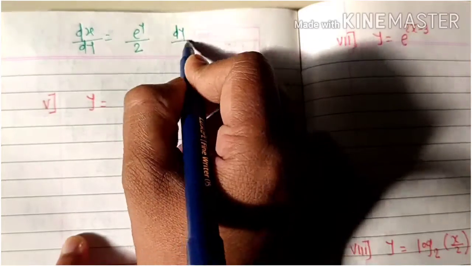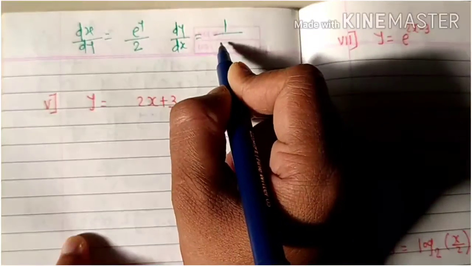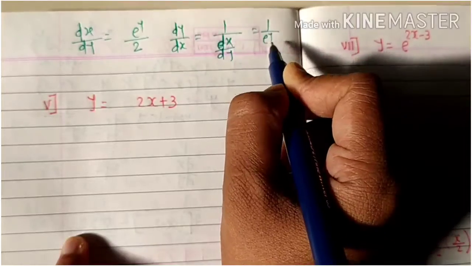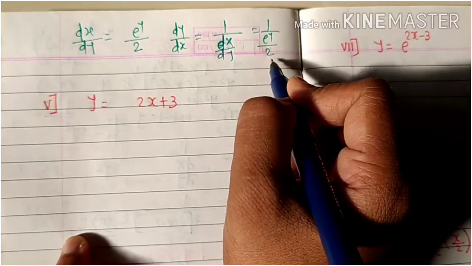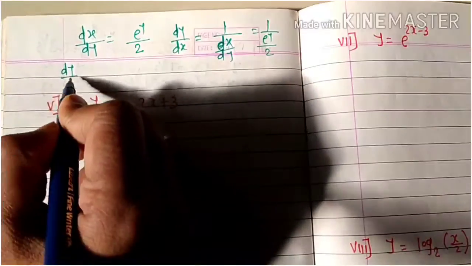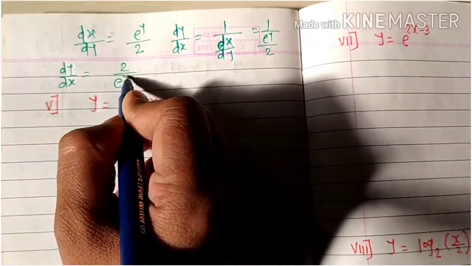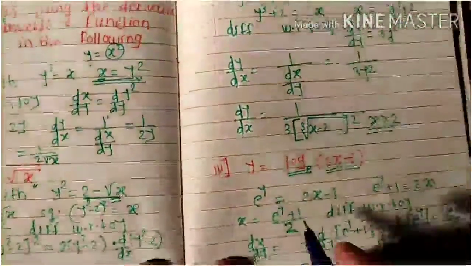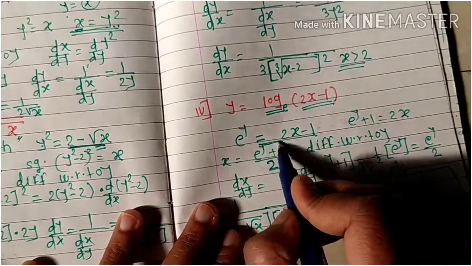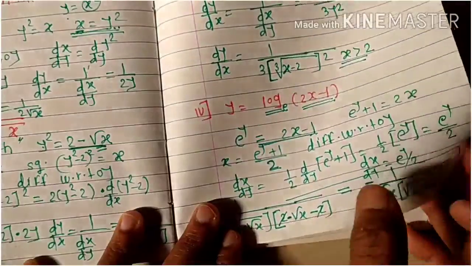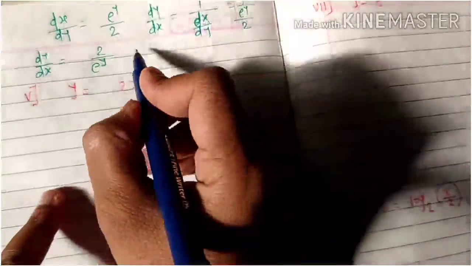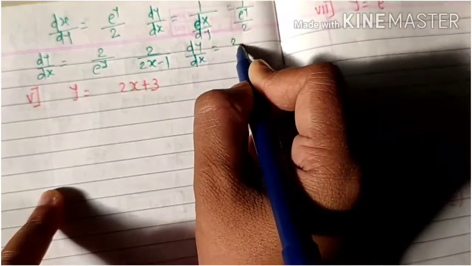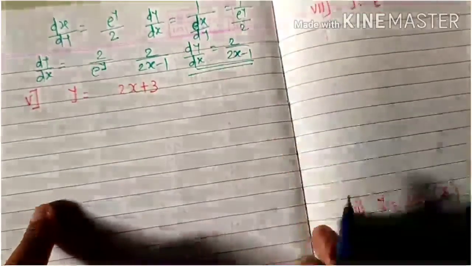We want the value dy by dx, which is the reciprocal of dx upon dy, that is 1 upon e raised to y divided by 2. It becomes 2 upon e raised to y, so dy by dx is equal to 2 upon e raised to y. Then what is e raised to y? We found it here in terms of x, that is 2x minus 1. Substituting this value, dy by dx is 2 divided by 2x minus 1, which is the value of the derivative.